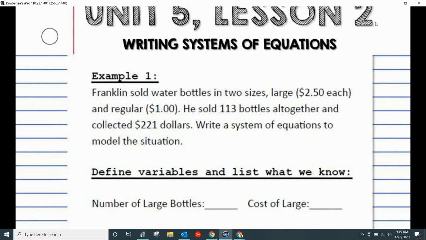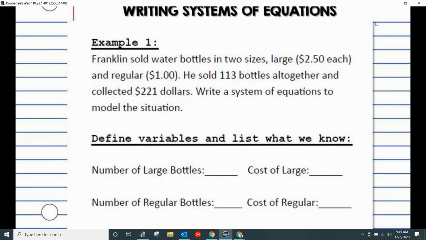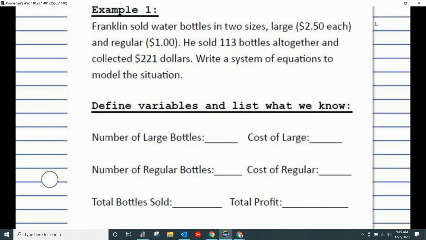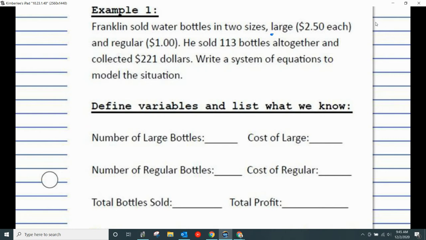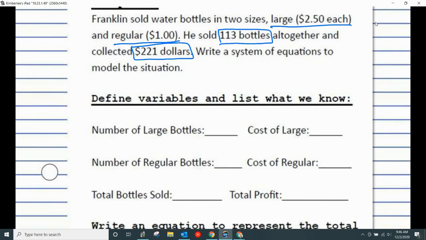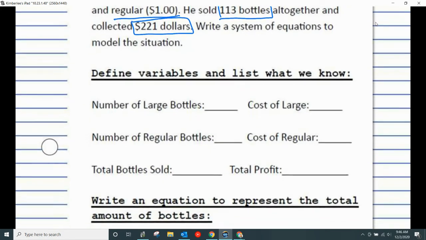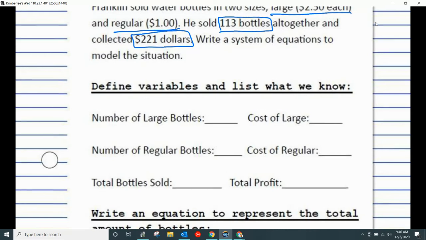Okay, so example 1 here. It says Franklin sold water bottles in 2 sizes. So it's important to note that he sold large, and they told us how much they cost. And he also sold like a regular water bottle. And then they told me he sold 113 bottles total, and he collected $221. So the question, or what they're asking us to do, is write a system to represent this situation. So these notes kind of walk us through all the steps we need in order to do this.